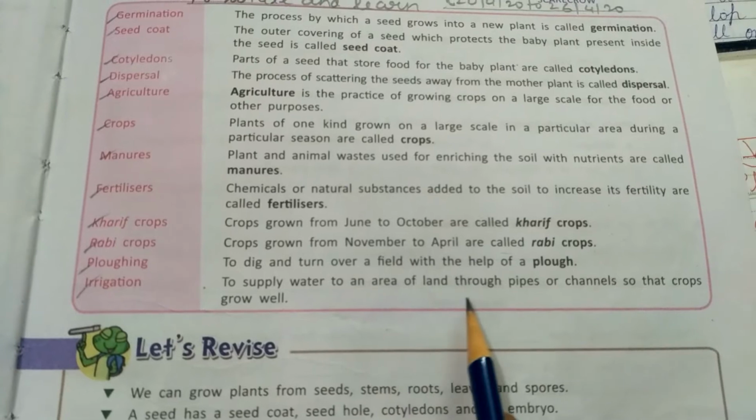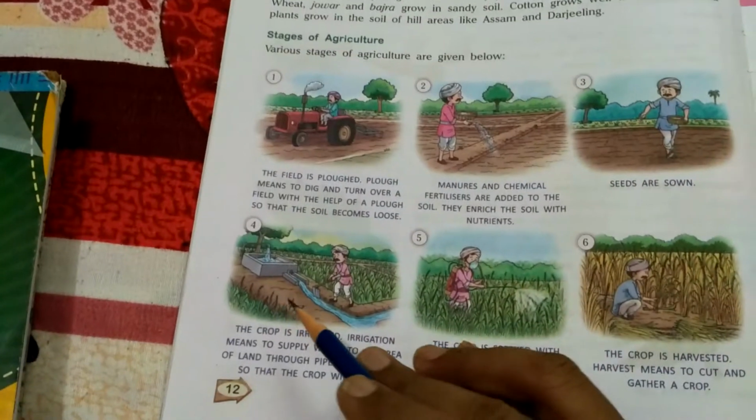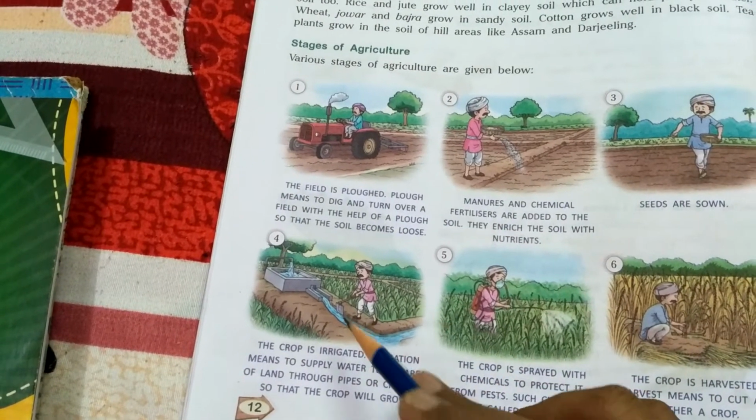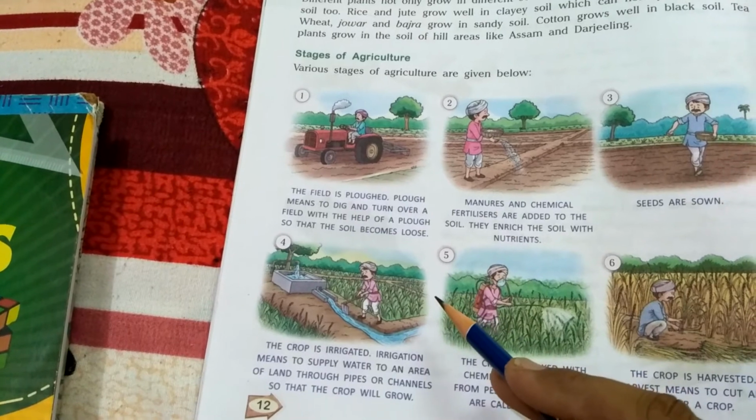Irrigation: to supply water to an area of land through pipes or channels so that crops grow well. As you can see, the water is being supplied to the crops through a pipe, through a channel. That process is called irrigation, because plants also need water for their growth. So this was all about keywords.